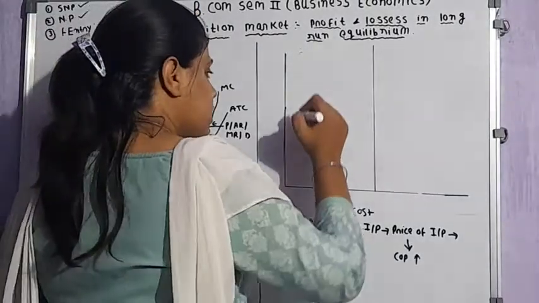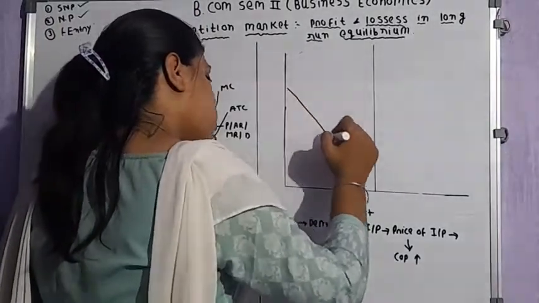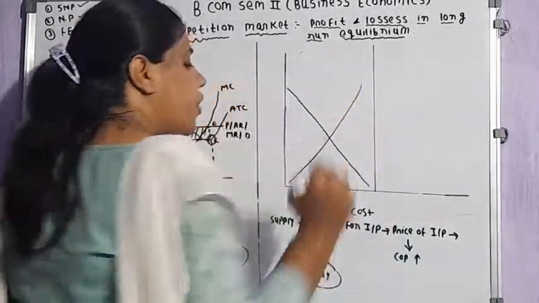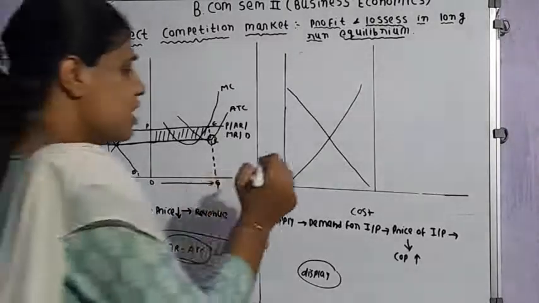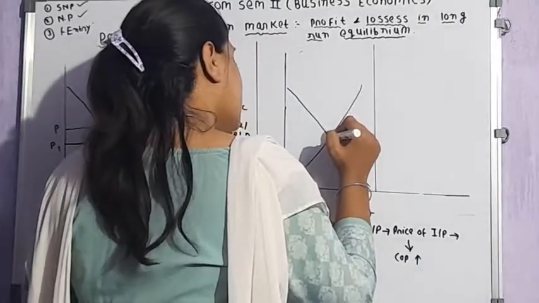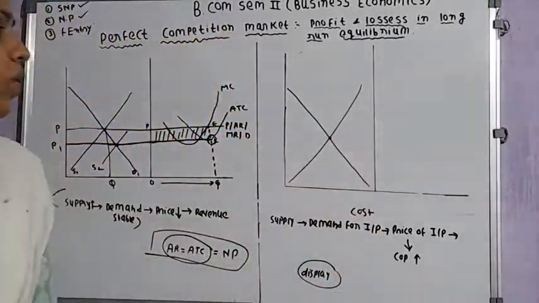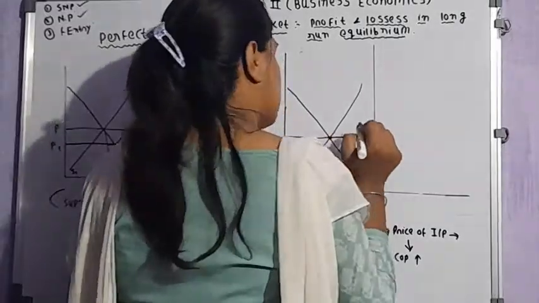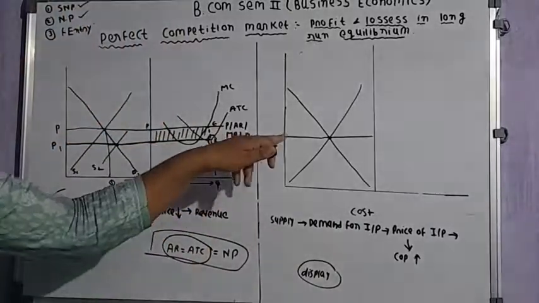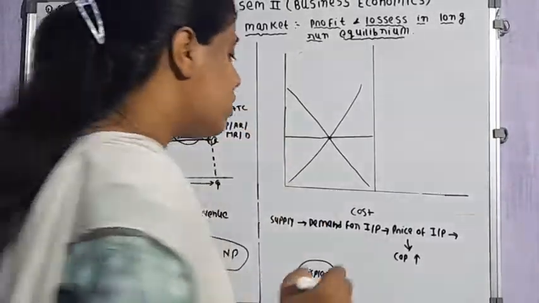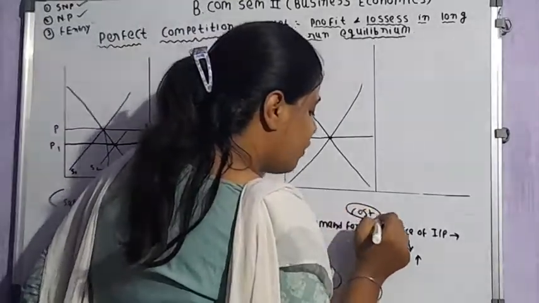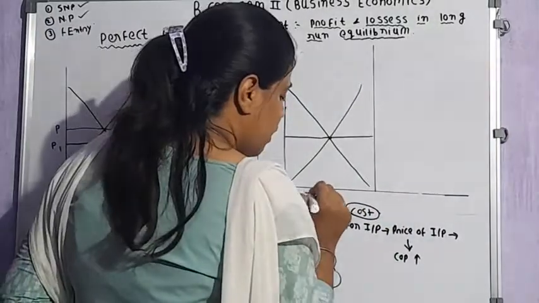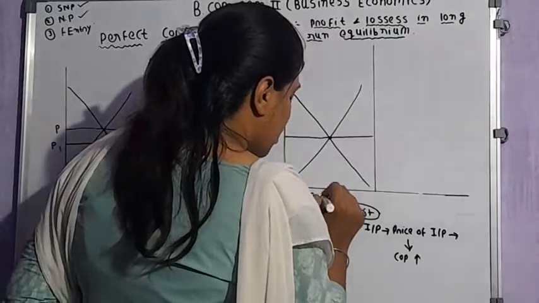Okay, so this is the demand curve, which is sloping downward, and this is the supply curve, which is sloping upward. Here is the equilibrium point. So this is going to be the cost. When we are talking about the cost, what are we talking about here? Here we are talking about the inputs.